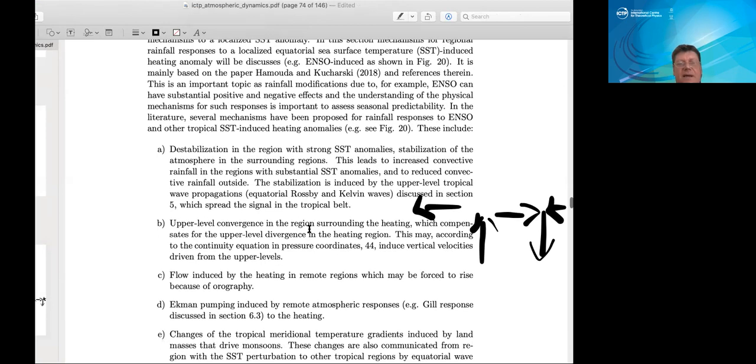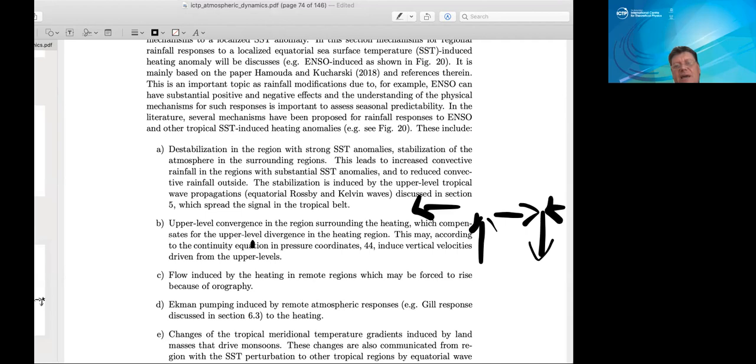Then the next mechanism is also one we've discussed already in principle. We may get upper level convergence in the regions outside the heating, surrounding the heating, which should compensate for the upper level divergence in the heating region. You can show that the spatial average of the horizontal divergence in the stationary state, using the continuity equation, should be 0. So whatever is coming up and diverging must be converging and coming down somewhere else. This is a very bad sketch, but here maybe is the heating region where we have this upward motion, and then this is diverging, and at some other regions there may be convergence and downward motion.